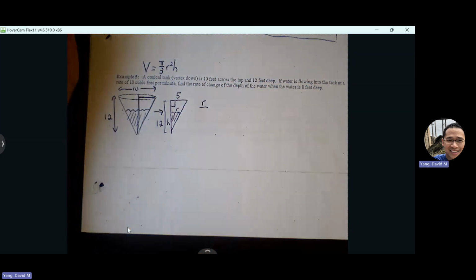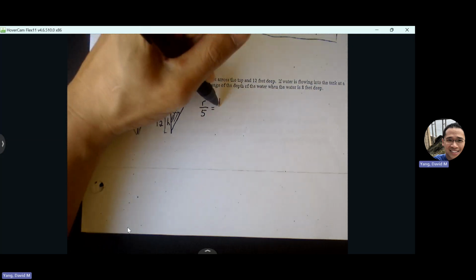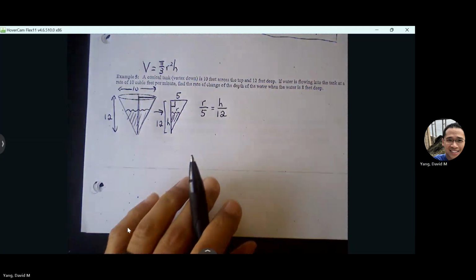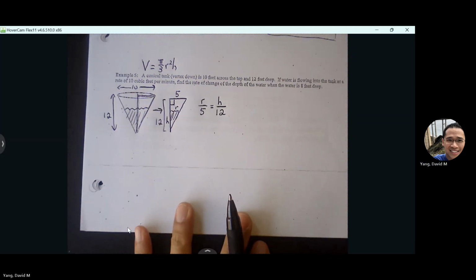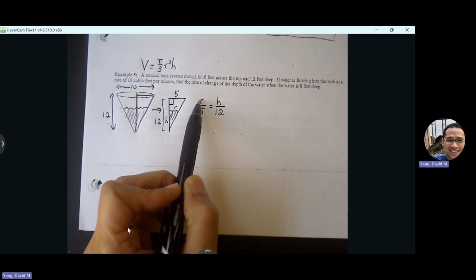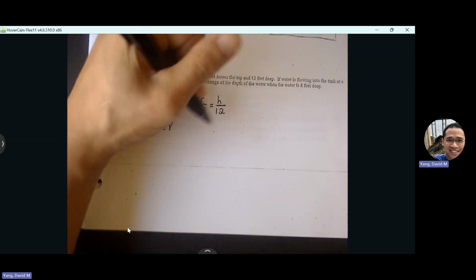So we're going to say this. The radius of the small cone is to the radius of the large cone as the height of the small cone is to the height of the large cone. And for every cone problem, you're just going to set it up this way. All right, let's get the fraction out of the way. Let me cross multiply here. So I'm going to say 12R is equal to 5H.